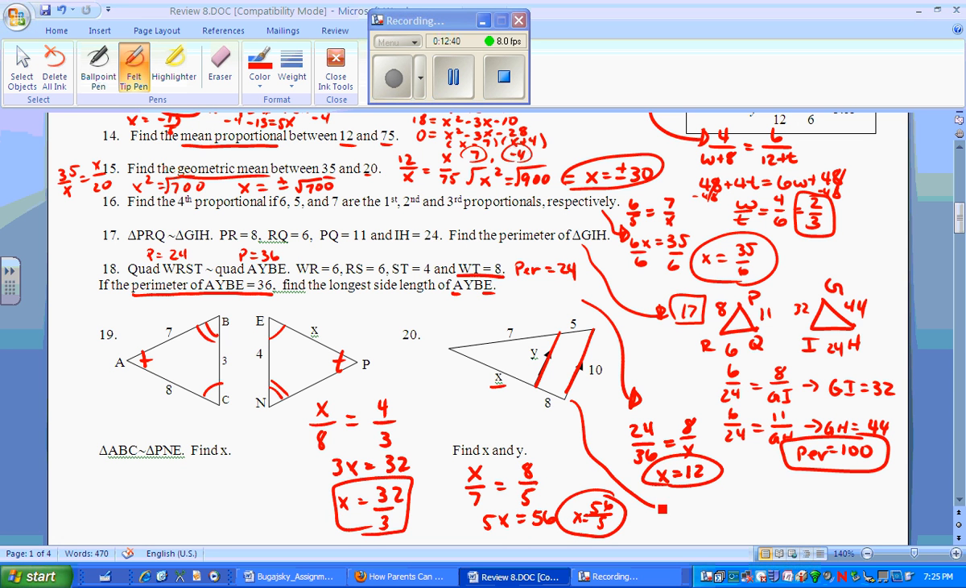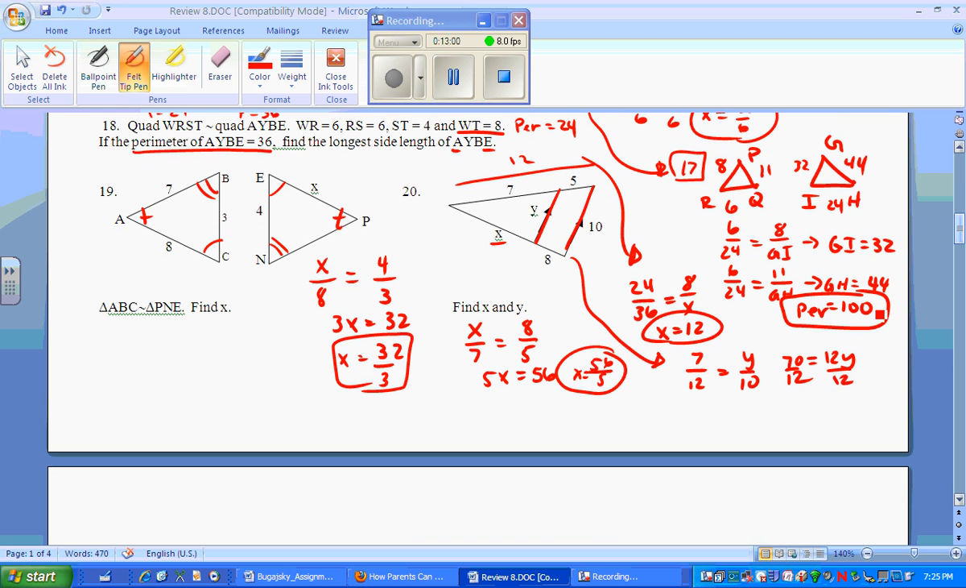Y, on the other hand, to number 20, is the base for it. So I will use the 7. 7 has to match with the whole length of 12, whereas now y matches with 10. 70 is equal to 12y divided by 12. And when we simplify that, y ends up equaling 35 over 6.